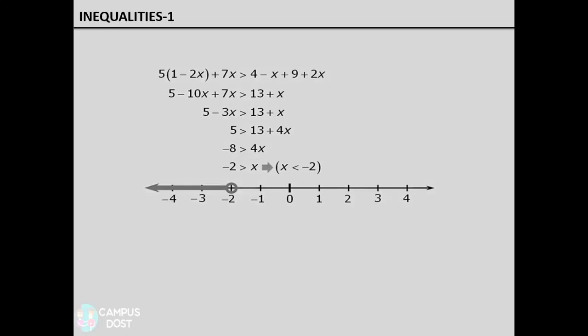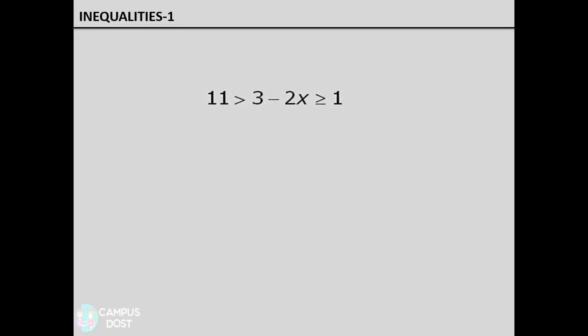Now sometimes you will encounter inequalities with 3 parts. These compound inequalities can be solved using the same techniques we have examined so far. To isolate x in this example, we'll first subtract 3 from all 3 parts. So 11 minus 3 equals 8. When we subtract 3 from 3 minus 2x, we get negative 2x. And when we subtract 3 from 1, we get negative 2.